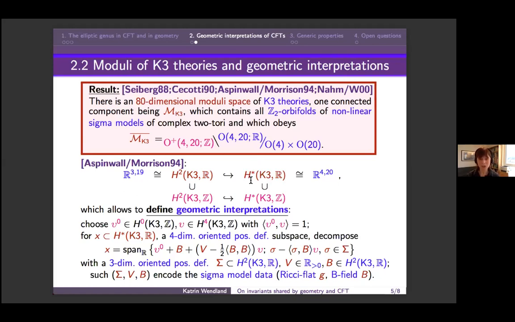And the context in which I want to show you this evidence today is the context of these invariants shared by both sides. Because remember, 20 minutes ago, I told you that the K3 theories and the K3 surfaces share the elliptic genus as a common invariant. And the elliptic genus is not just a label, it counts something. In the conformal field theory, it counts states. In the surface, it counts dimensions of cohomology groups. So there's some information that gets translated between the two.